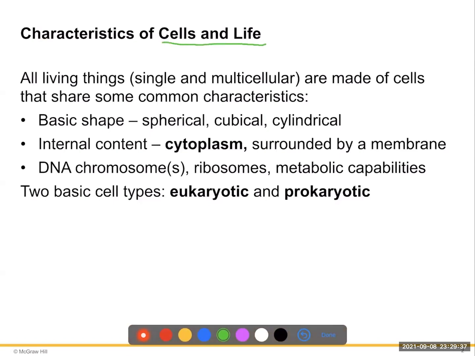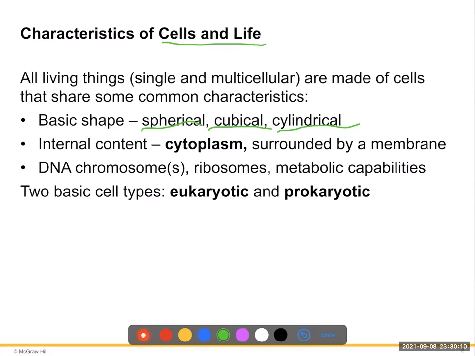What makes something alive? All living things, whether they're single cells or multicellular, are made up of cells. They share some common characteristics. They have a shape. The shape can be a humanoid shape, or spherical, cuboidal, cylindrical, like bacteria. They have internal content, that's cytoplasm, surrounded by a membrane that holds it together. Cytoplasm suspends all the different organelles and things inside the cell, the nucleus and all your functioning equipment.